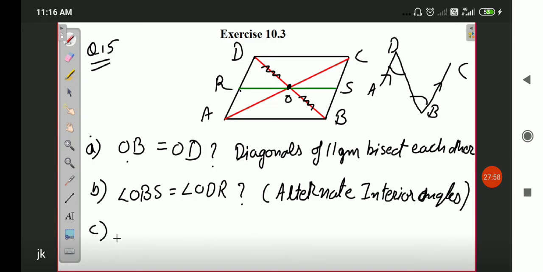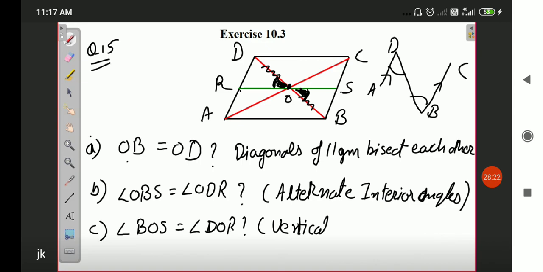Then C part: angle BOS and angle DOR are both equal. Angle BOS is this one. Angle DOR is this one. Both are equal because they are vertically opposite angles. These are vertically opposite angles.